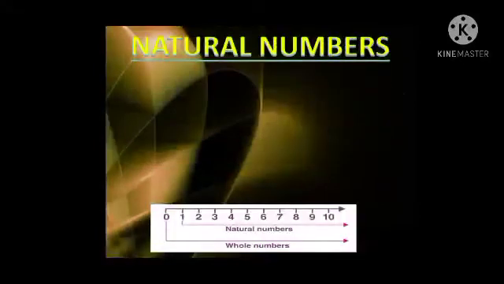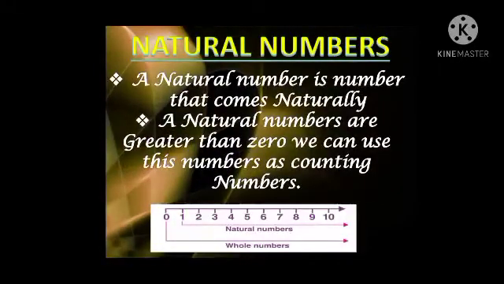Natural numbers. A natural number is a number that comes naturally. Natural numbers are greater than 0. We can use these numbers as counting numbers. Students, natural and whole numbers in maths have equal importance. Suppose we have to count a number of objects, then we start from the number 1, 2, 3, 4, 5, 6 like that.